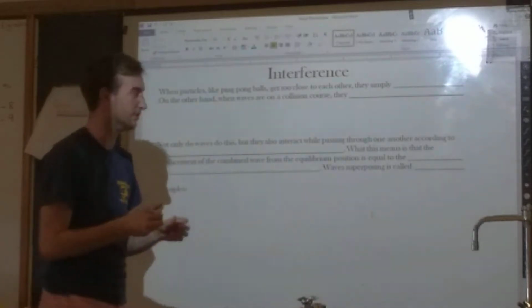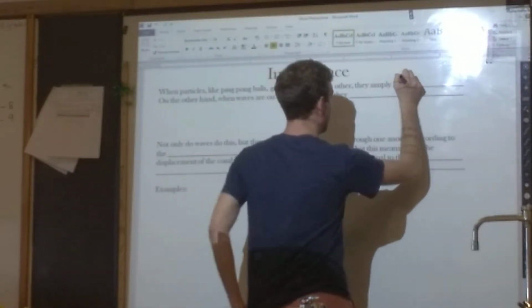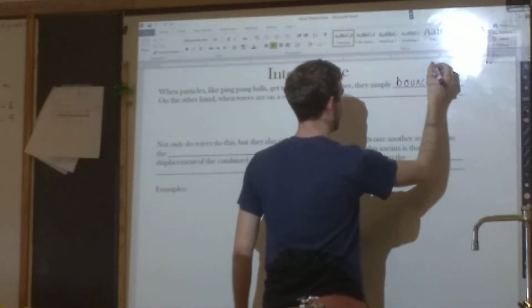Waves do not do that, okay? Waves do not simply bounce off one another.